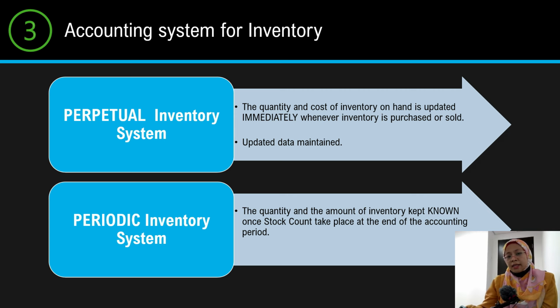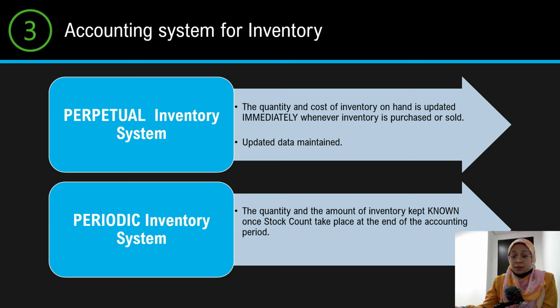Now, let's look at the accounting system for inventory. There are 2 types of accounting system for inventory. The first type is perpetual inventory system. The second type is periodic inventory system. So what is perpetual and what is periodic? Let's look at the explanation.